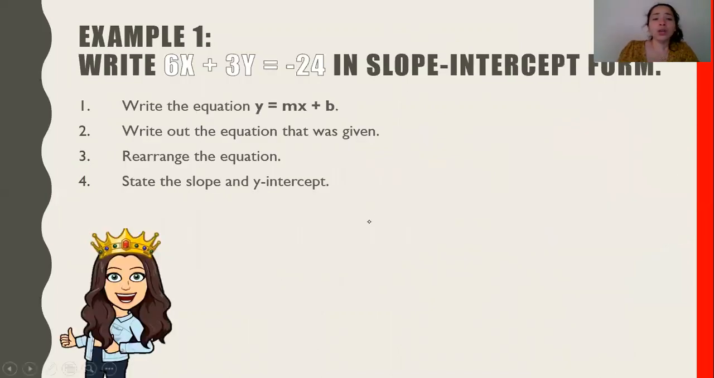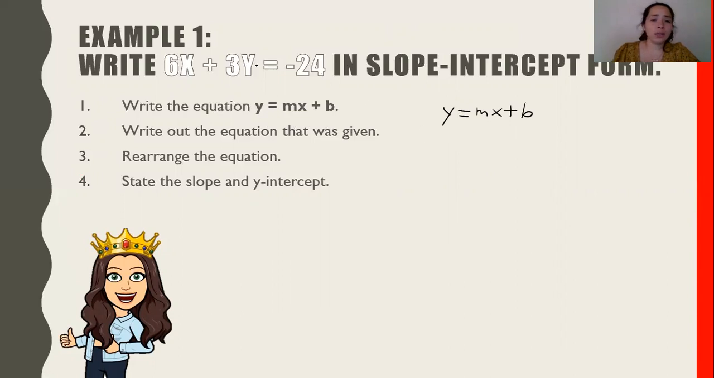So we're going to look at our example 1. We're going to write 6x plus 3y equals negative 24 in slope-intercept form, using the steps that were given on the previous slide. My very first step is to write the equation y equals mx plus b. So I'm going to write at the top y equals mx plus b. Now write out the equation that was given.